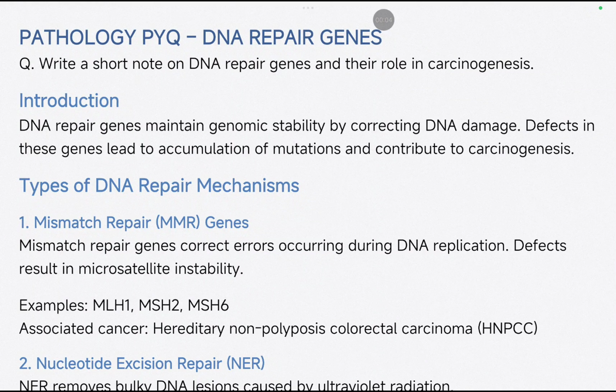Today's topic is DNA repair genes. In general, it would be asked to write a short note on DNA repair genes and their role in carcinogenesis. So this is the introduction: DNA repair genes maintain genomic stability by correcting DNA damage. Defects in these genes lead to accumulation of mutations and contribute to carcinogenesis.